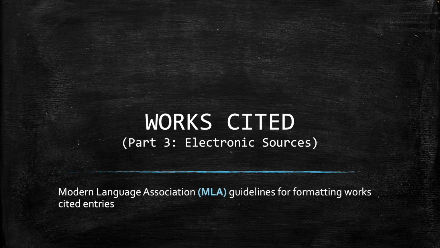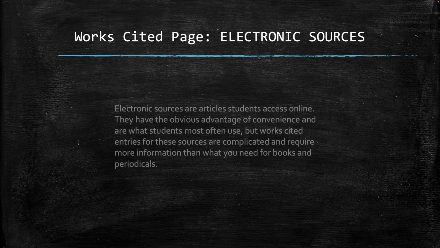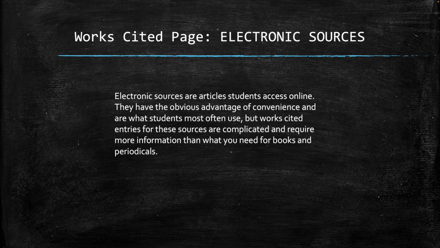This is the third video in a series on Modern Language Association guidelines for formatting works cited entries, and the topic of this particular video is electronic sources. Electronic sources are articles that students access online. They have the obvious advantage of convenience, and they're what students most often use. But works cited entries for these sources are also complicated, and they require more information than what you would need for books and periodicals.